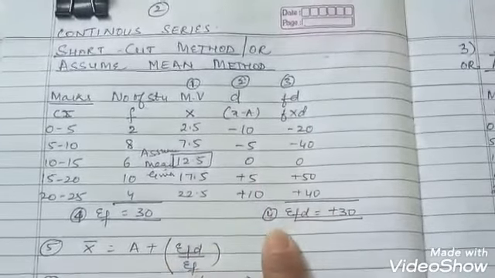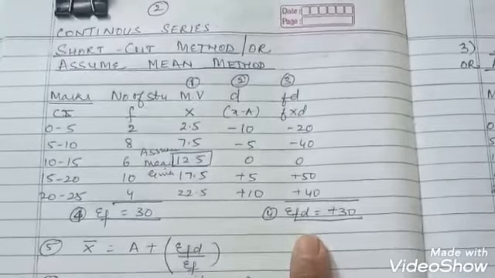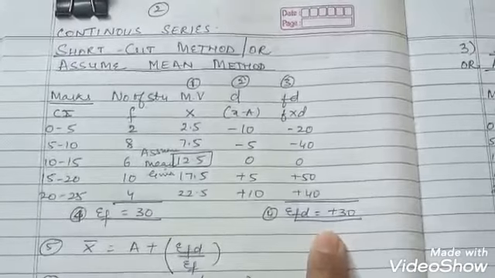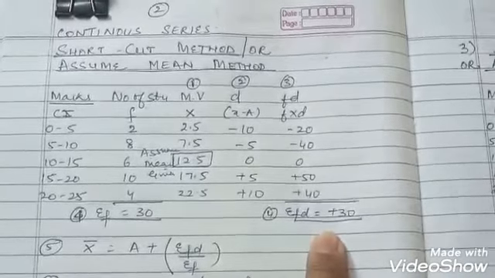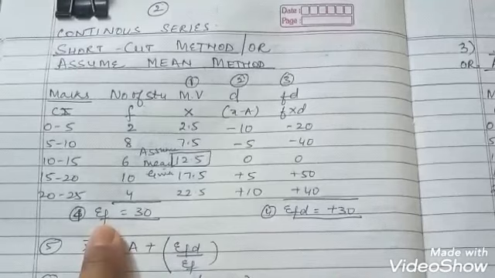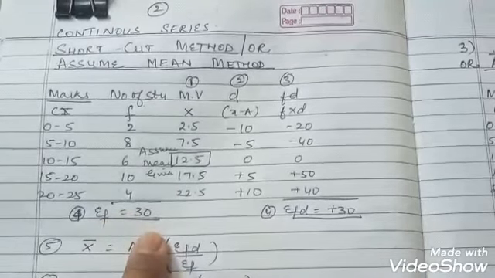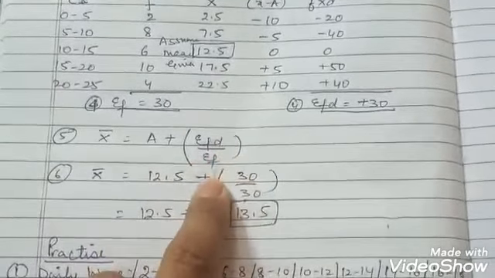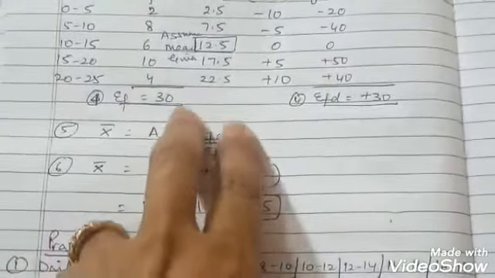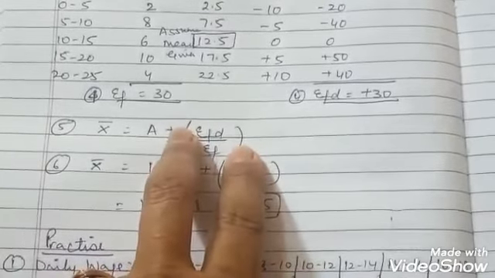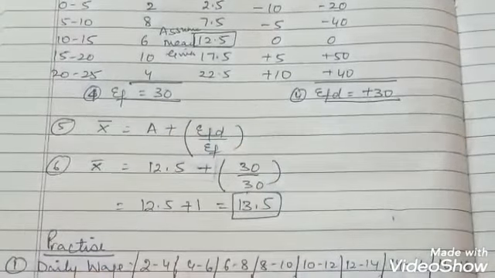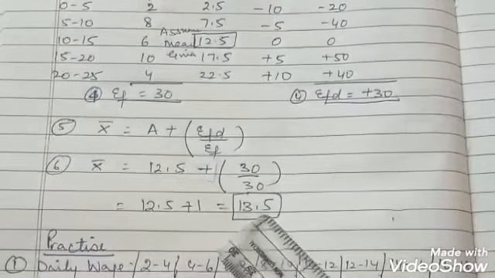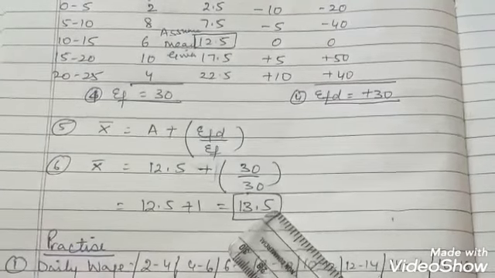Once you're done with this, you may have a plus or minus. Calculate accordingly, and then you get the sigma fd, which is 30. There's a possibility that sigma fd can also be negative. Summation f, which is nothing but n, is 30. Put the formula: x bar equals a plus summation fd upon summation f. I always recommend the students to solve this particular portion in the bracket itself. Don't complicate yourself by going into the LCM method. Then 12.5 plus 30 upon 30 is 1, which is 13.5.